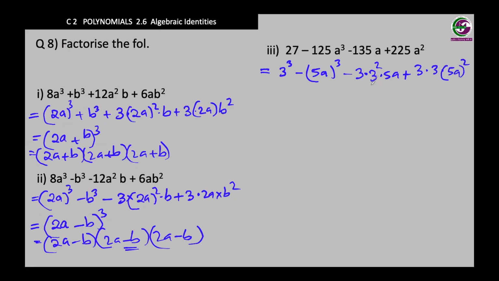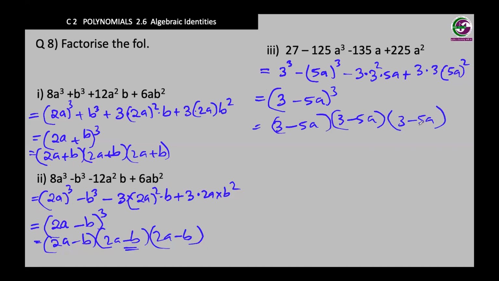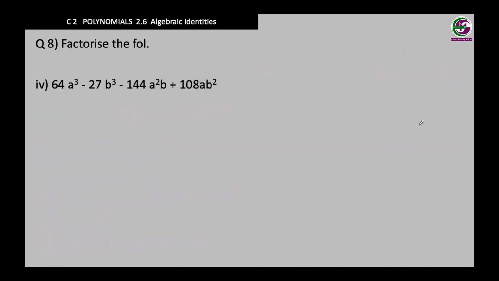3 times 9 is 27, times 5, which is 135. Yes, correct. 5 square is 25, times 3 is 75, times 3, okay. So this is the first term minus the second term, power 3, which can be written as 3 minus 5a, 3 minus 5a, again times 3 minus 5a. That's it. Moving on to part 4 of question 8.